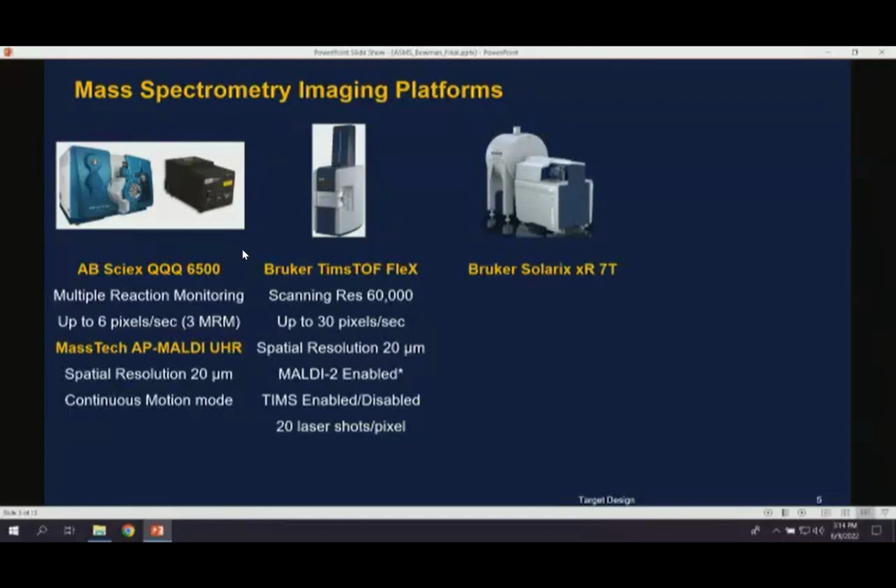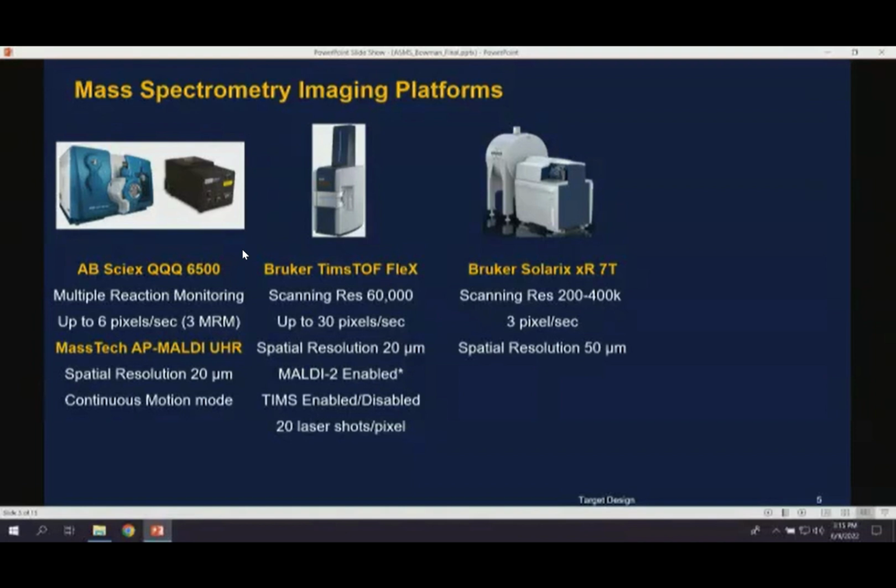We also have still a Bruker Celerix XR7T instrument. This has a scanning resolution between 200 and 400,000, so it would help us by distinguishing our peaks with high mass accuracy. This is a significantly slower system though. It's running only about 3 pixels per second, and it's limited to a spatial resolution of about 50 micron.